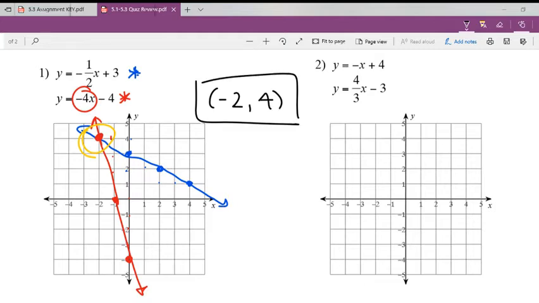Does this part sound familiar, guys? I feel like we did well with this when we were doing it. Okay, so then let's look at number 2.